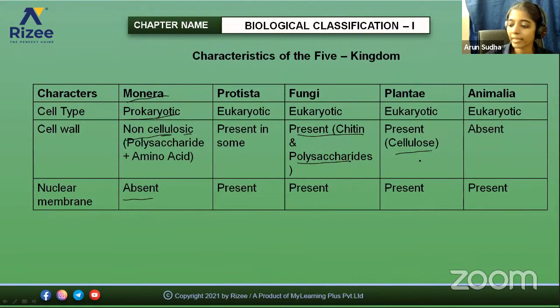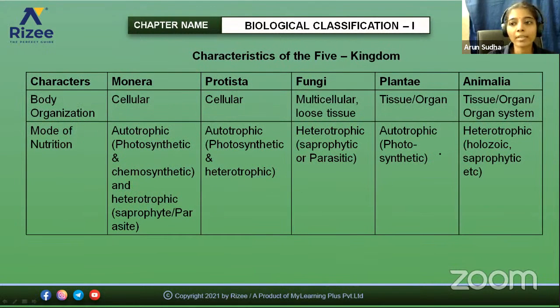So the next category is body organization. Based on body organization, that is the characters such as whether it has a cellular organization, the tissue organization, or the organ system. I hope you are clear with this. So what is the cellular organization?